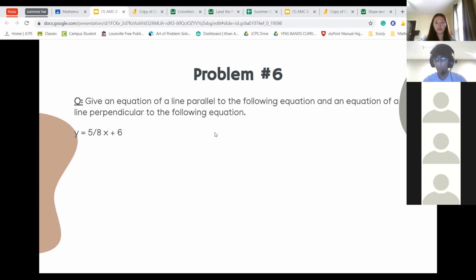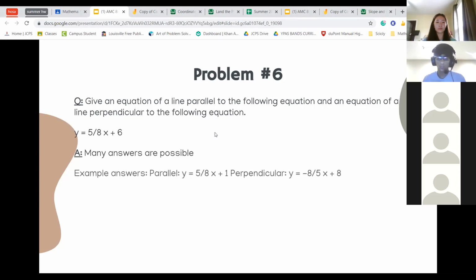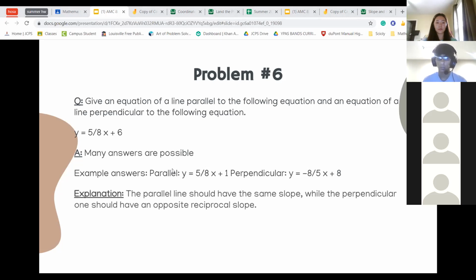Okay, all right. So you guys mostly got it correct. And for this one, there are multiple correct answers. So remember when we have a parallel line, the slopes are going to be the same. So if we have a line parallel to 5/8 x plus 6, the slope is going to be the same. So it'll be y is equal to 5/8 x plus anything. So it could be like y equals 5/8 x plus 12.